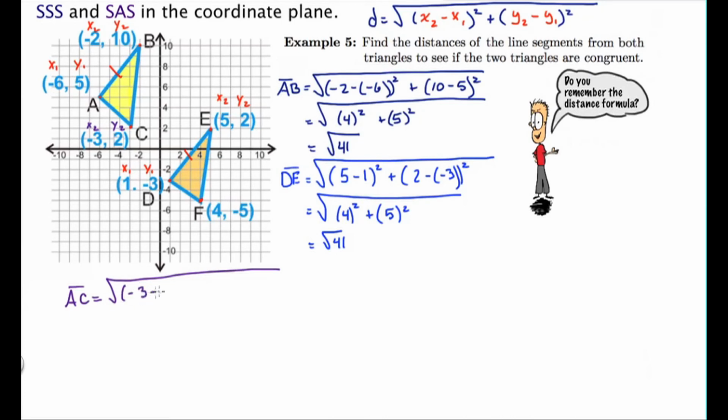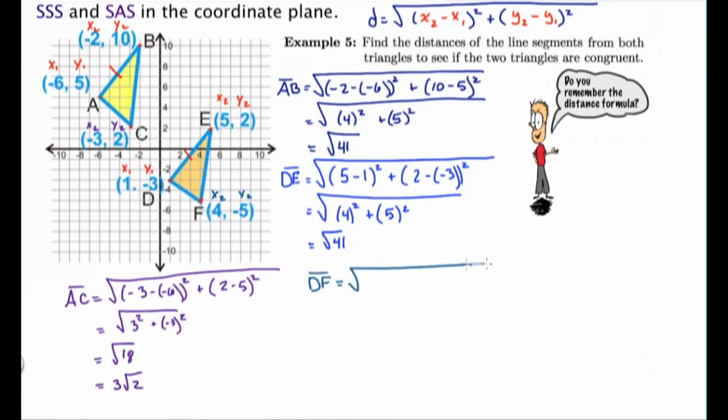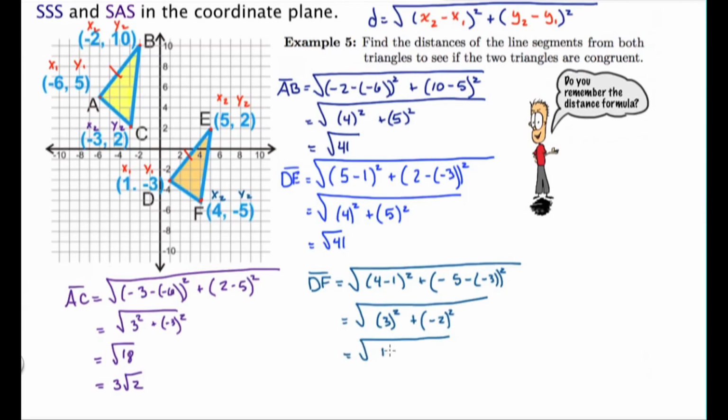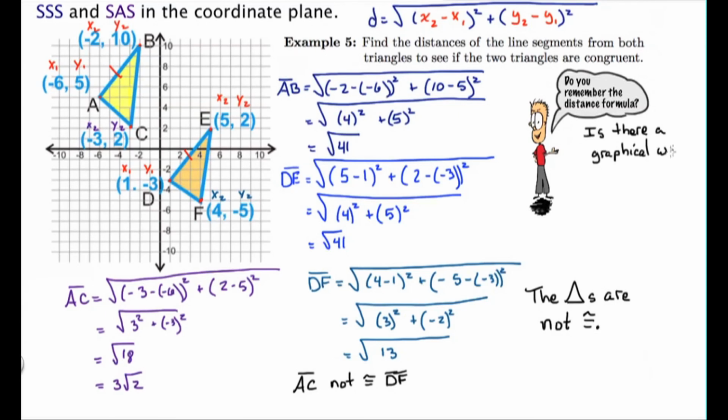So now I'm going to test the distance between AC and the distance from D to F. So when I find the distance for segment AC, I get root 18, which simplifies to 3 root 2. And DF, we will find that we get a different distance. Square root of 13. So these are not congruent. Therefore, these triangles are not congruent either.